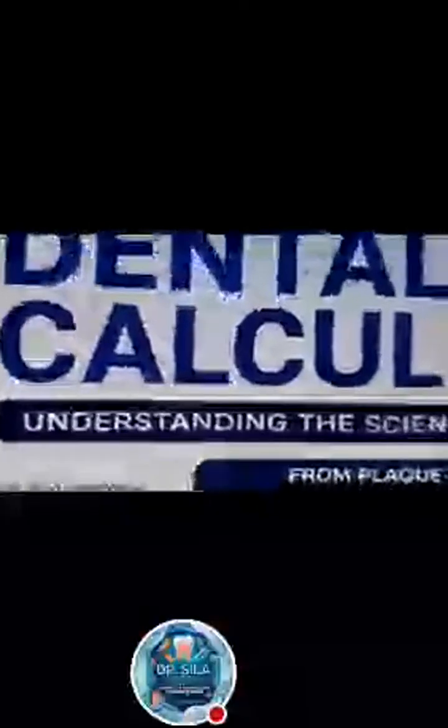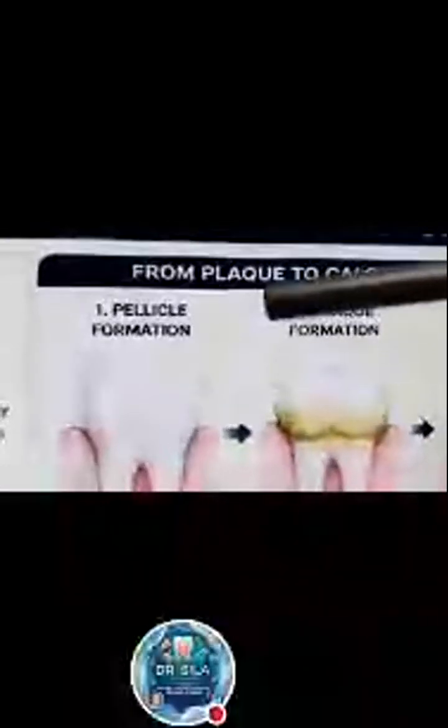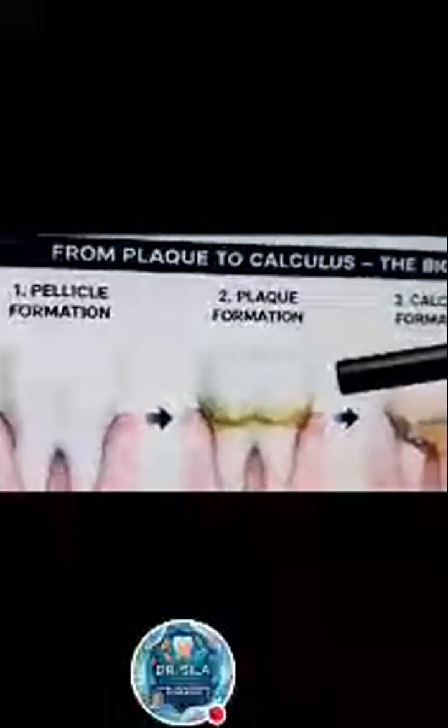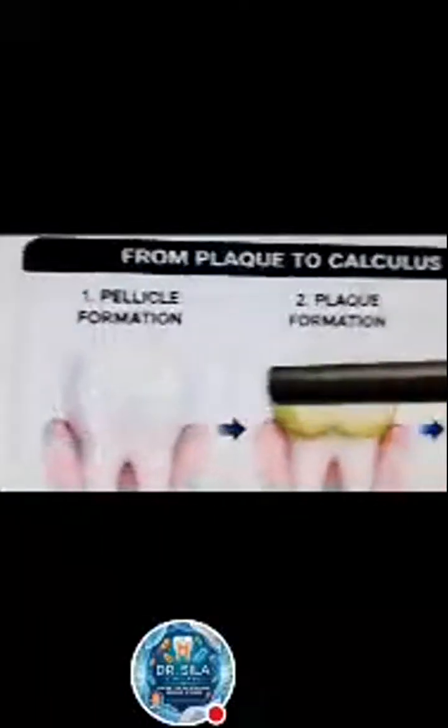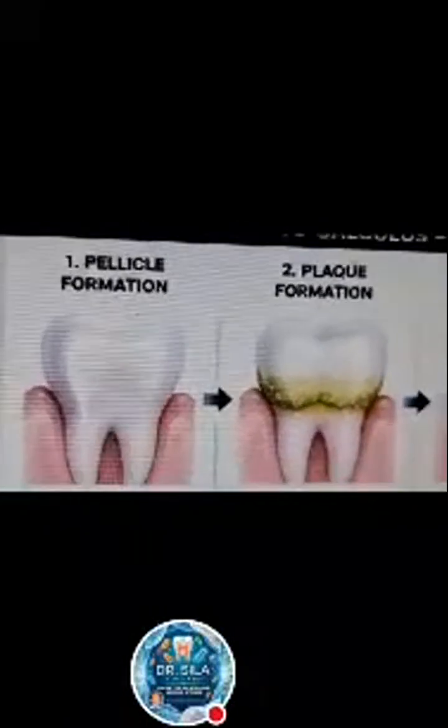Today, we will be discussing the physiology of dental scaling and calculus formation. Why do we need scaling and how is calculus formed? It is a substance formed on your teeth when you don't brush for some time. Now, understanding the science of oral health, from plaque to calculus formation. First, the thing that is formed is called the pellicle. It's a soft layer. We will be discussing everything in detail. Then the plaque is formed, then the calculus, and then the mature calculus. This is how the calculus is formed.